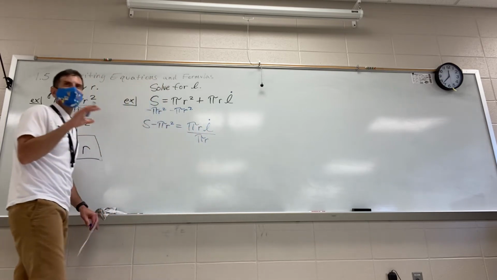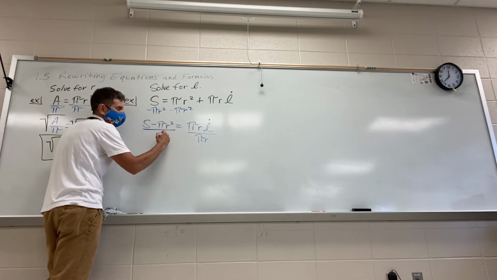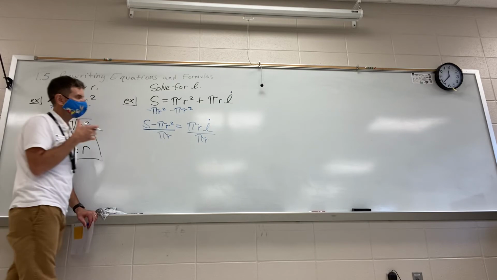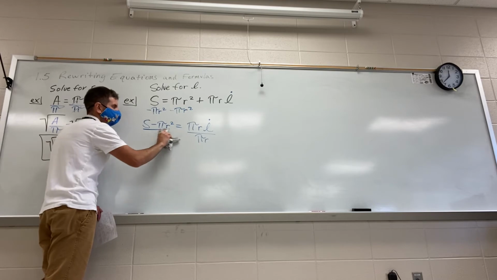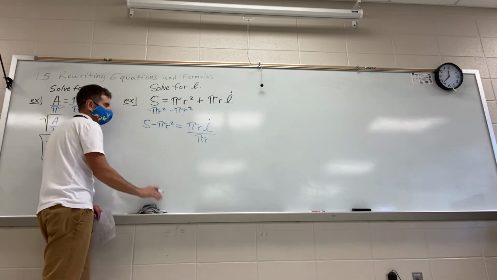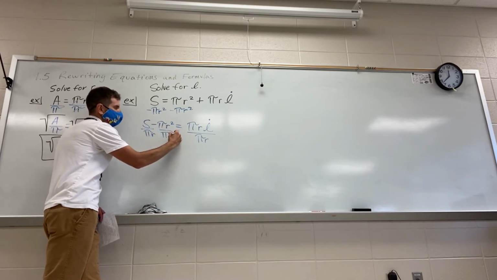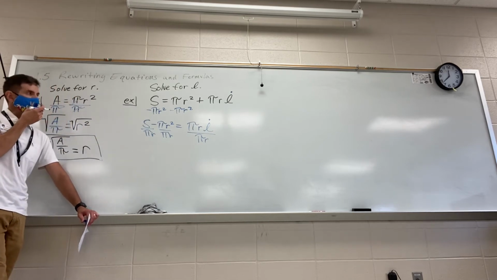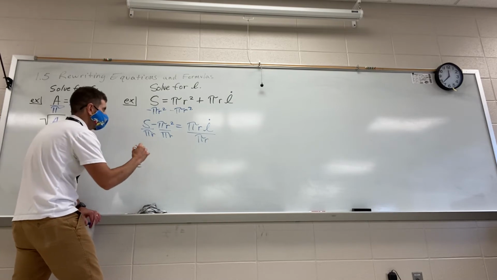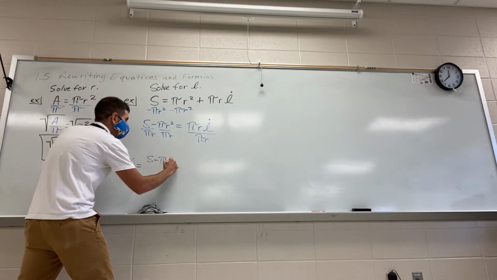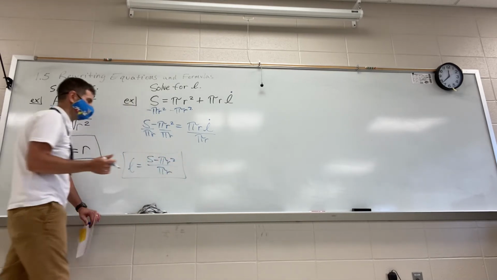And you've got some options. You can either do a big division bar and write pi r, or you could distribute the division. I just want to show you that you could also do this and distribute it like that. Either way is fine. So one of your answers could be L equals S minus pi r squared over pi r. That's a good answer. You've gotten L by itself.